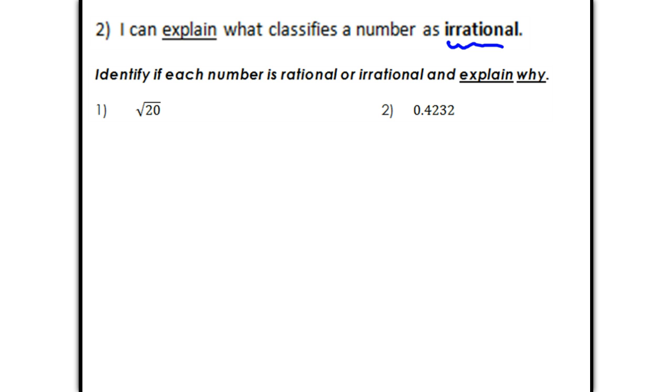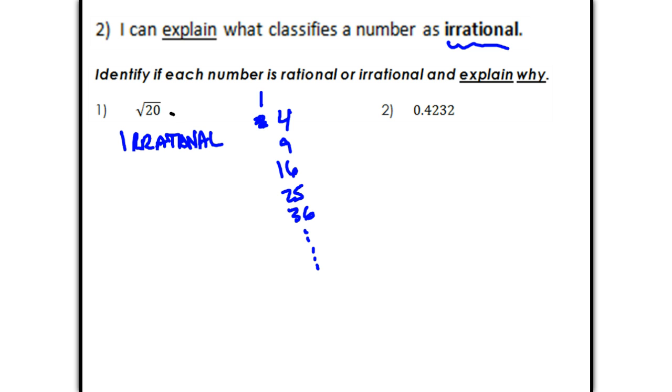So first thing, talking about irrational numbers. Identify whether each one's rational or irrational and make sure you tell me why. For the square root of 20, that one is a non-perfect square. Remember, the perfect squares are 1, 4, 9, 16, 25, 36, and so on. Any one of those integer numbers that isn't a perfect square in my list is going to be irrational. So this one's irrational because it's a non-perfect square and you're doing the square root of it.